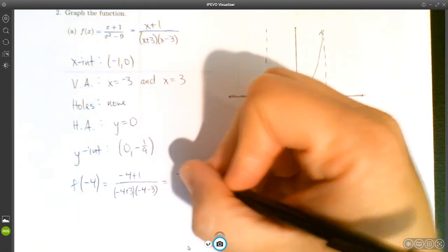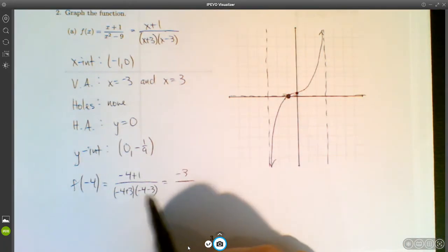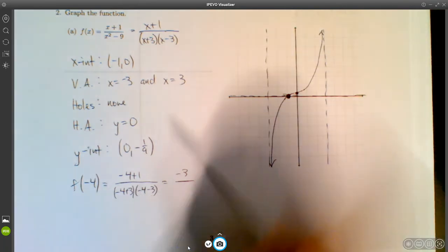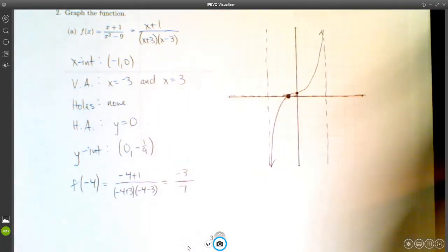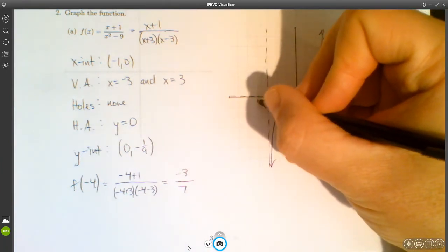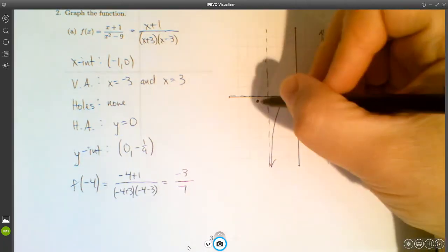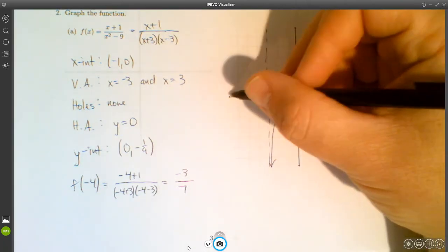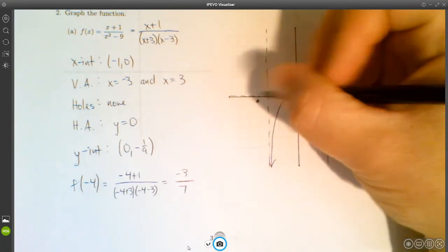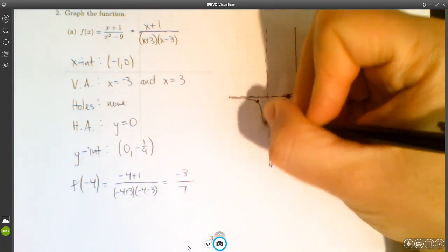That's negative 3 over negative 4 plus 3 is negative 1. Negative 4 minus 3 is negative 7. So negative 1 times negative 7 is positive 7. So this is negative 3/7. So I'm definitely below the horizontal asymptote there. And since I know that this graph doesn't ever cross the horizontal asymptote again because there are no other x-intercepts, it must be trapped in here like that.